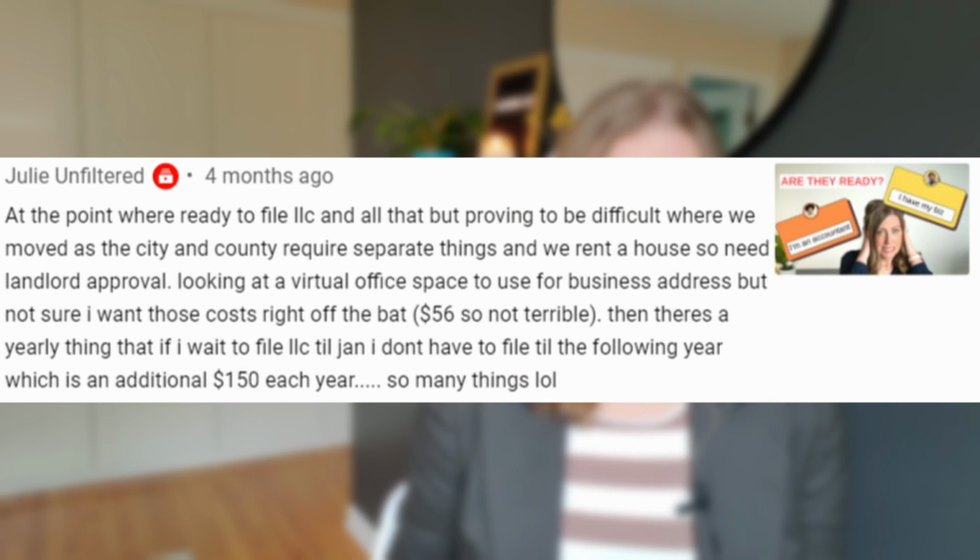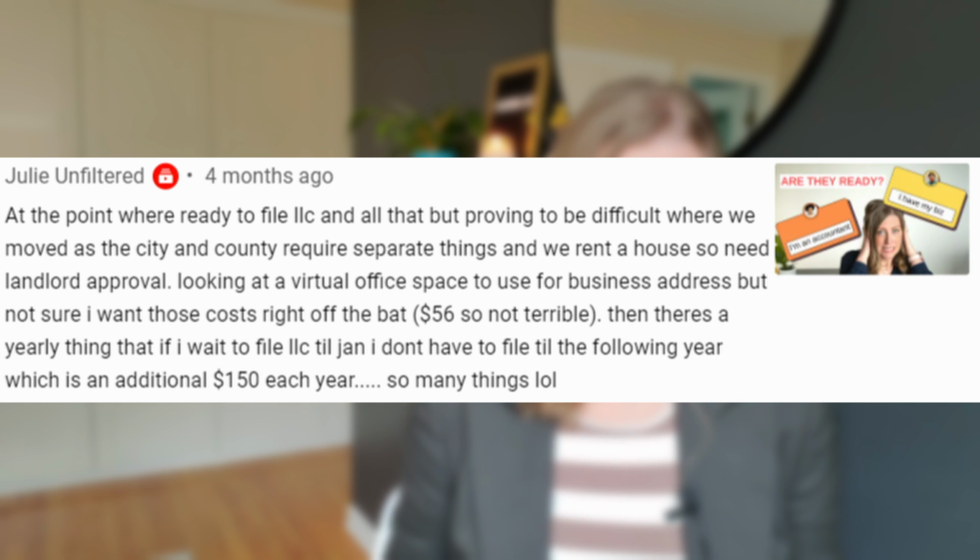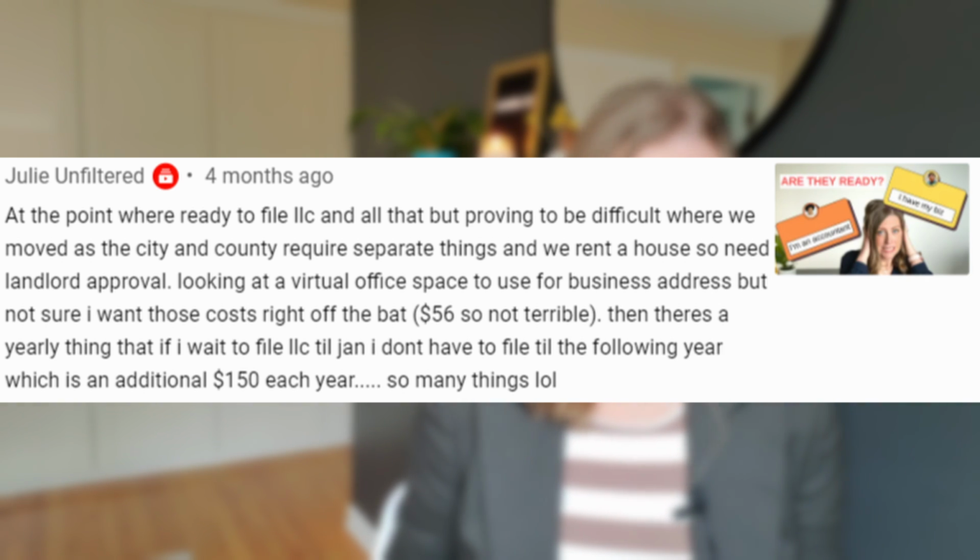All right, and this one is from Julie. She says that she wants to file her LLC, but she just moved, and so she's looking for landlord approval. She's also looking for office space. She lists the cost of that, and she's wondering if she should wait to file an LLC, $150 a year. She lists all of these problems that she's having and things that are overwhelming her. And I totally understand, it's really overwhelming anytime you're trying something new that you're not used to.